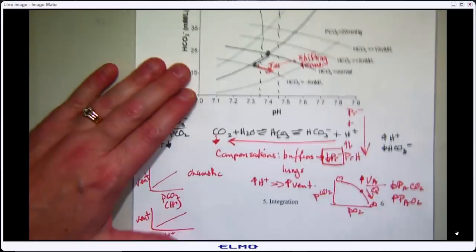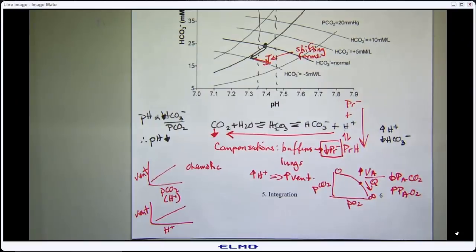Okay, so a little bit of an addition here today. We can provoke a change in ventilation with a change in hydrogen ion. Okay? All right, are we comfy with that? Because then we'll go through the other example of metabolic alkalosis.